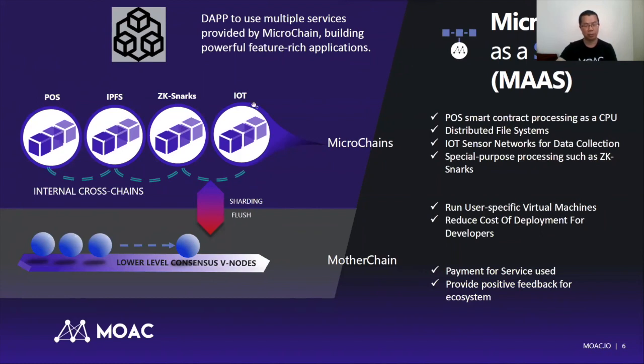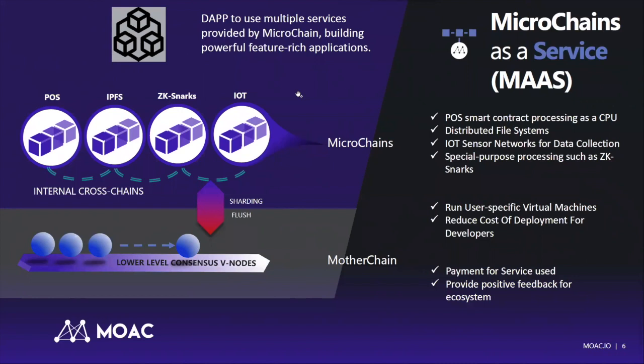then with those microchains enabled, we can treat them as a service. Now you can build an application on top of multiple microchains, meaning you can create a very powerful application on top of multiple microchain services. That is improved dramatically compared to the traditional single blockchain with a single set of features.